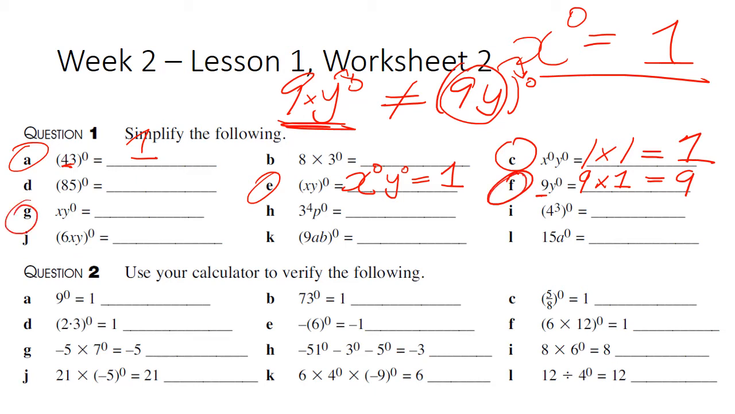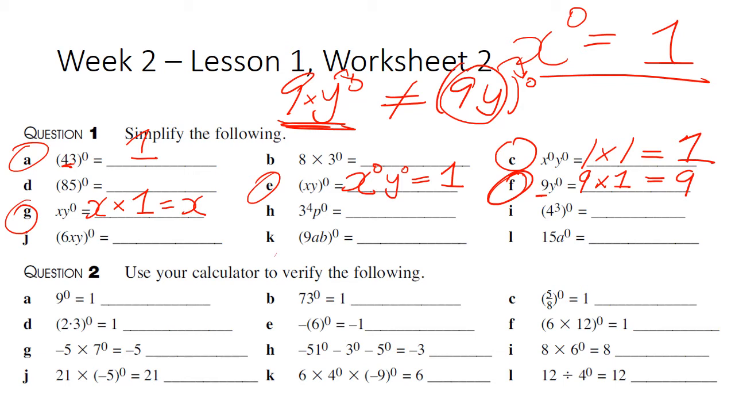Let's look at G. Let's see if you can figure out this one. You have a go. Pause the video. Alright, let's have a look. So x times y to the power of 0. Does it mean x and y are both raised to the power of 0? No. It's only y being raised to the power of 0. The x is by itself. So it's x times y raised to the power of 0, which is 1, which means your answer is x.